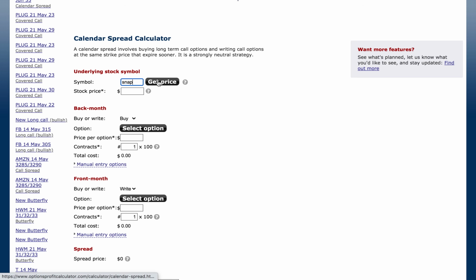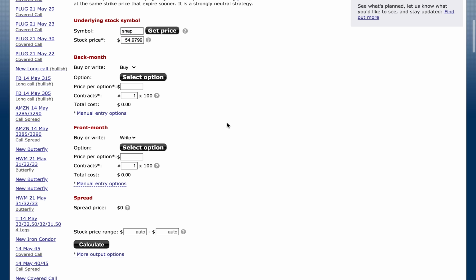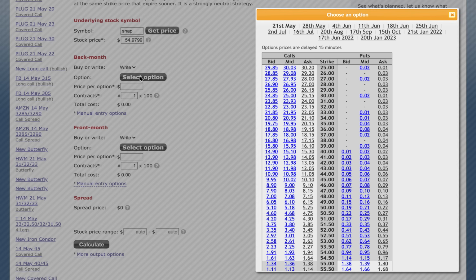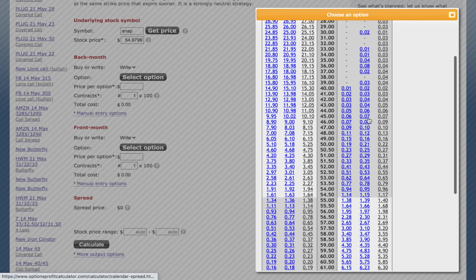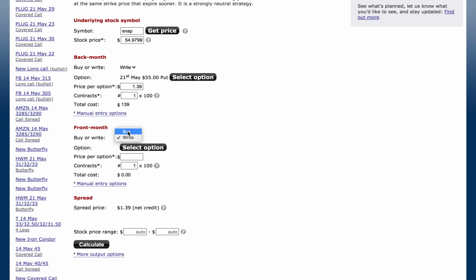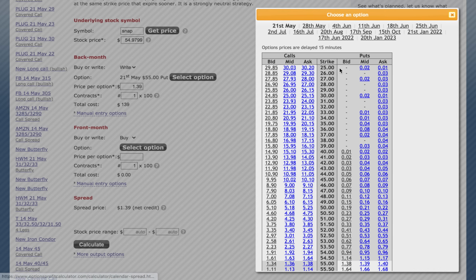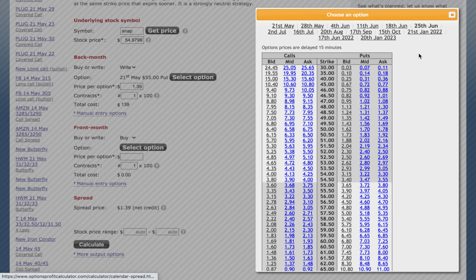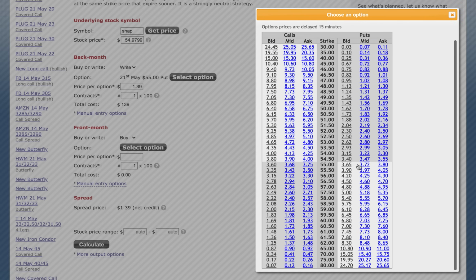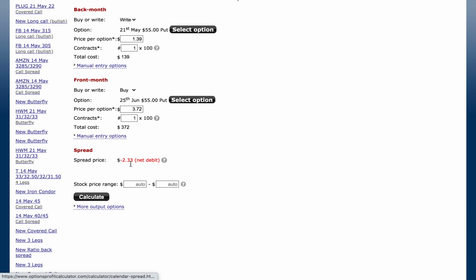We're using Snap. We can click on get price to get the price of Snap. The back month is what we're writing, or selling, so we sold the May 21st expiration date. Make sure you're choosing the correct expiration date. Puts are on the right, calls are on the left, so don't get that confused. We chose the 55 strike, which is right there. Then we're buying the front month, so we'll go to June 25th, and again puts are on the right. We chose the same 55 strike. This is a net debit. We're paying $233 to enter this long calendar spread with puts.